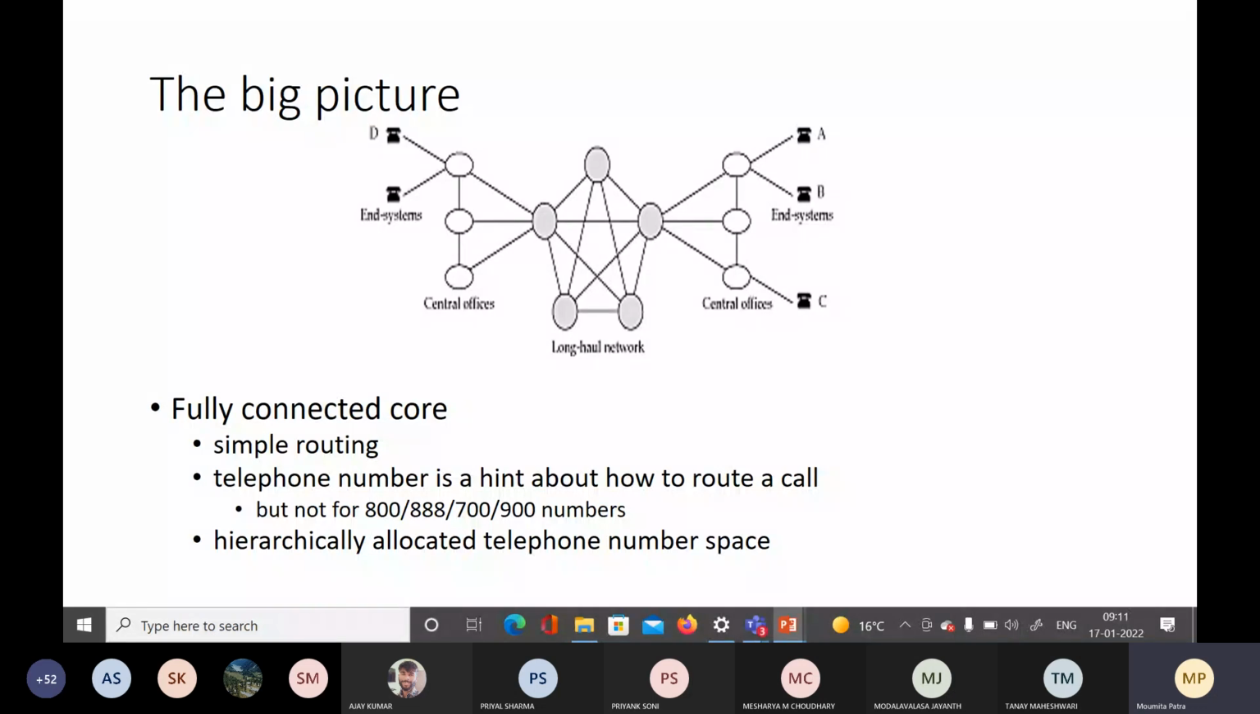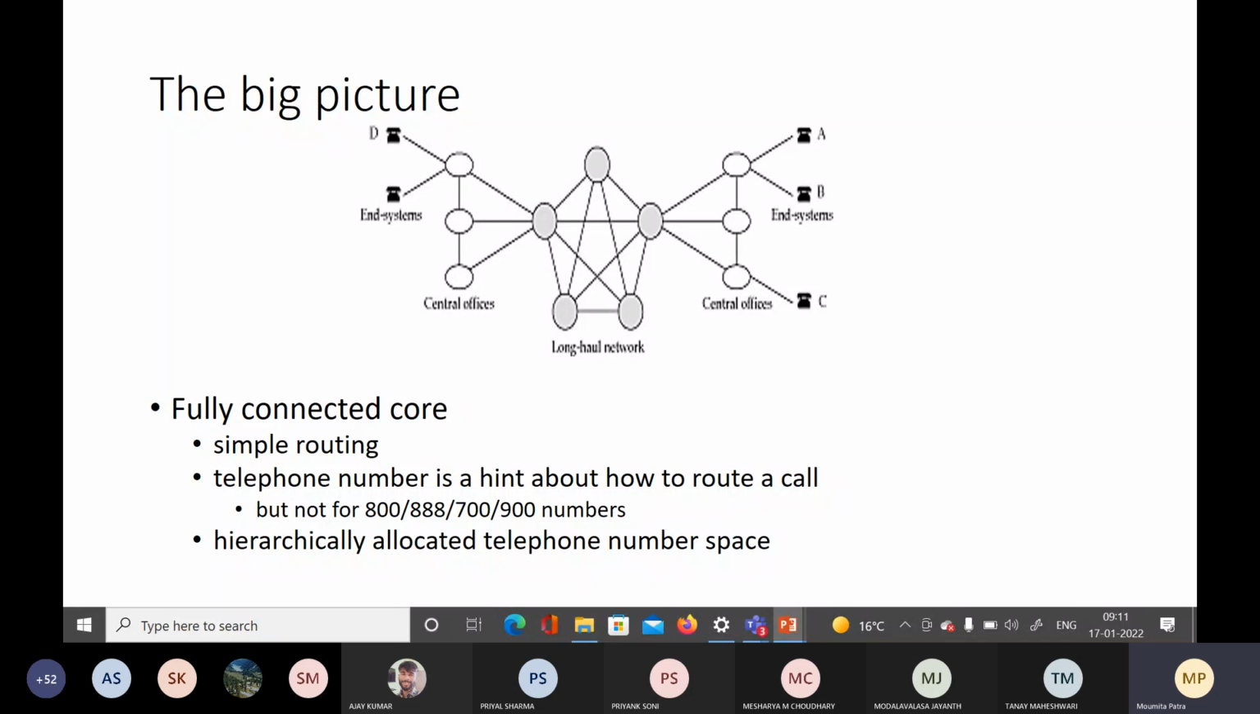Now how do they work? These end systems are connected to local offices near your area, known as central offices. These central offices are further connected to the network, which is going to be your background or core network in between. That is what we call the long haul network.